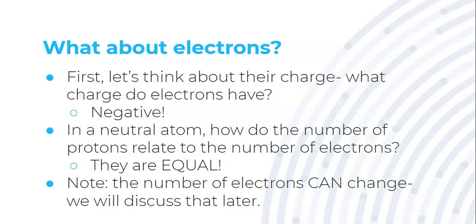When we think about their charge, remember that electrons are negative. So in a neutral atom, neutral meaning having no charge, the number of protons has to be equal to the number of electrons. They balance each other out. However, it's really important to note that the number of electrons can change. You might remember that from 8th grade as an ion. We're going to discuss that later on, but for now, when we talk about neutral atoms, protons and electrons will be the same. But as we move forward and talk about ions, the number of electrons can increase or decrease.